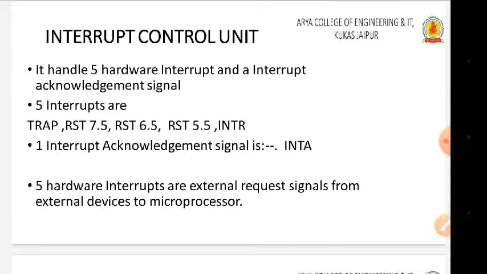This acknowledgement signal is only for the INTR interrupt. Only INTR has an acknowledgement facility, and the other interrupts TRAP, 7.5, 6.5 and 5.5 have no acknowledgement signal. The meaning of the acknowledgement: when the microprocessor receives INTR, it responds through INTA that I have received the INTR request. The 5 hardware interrupts are external request signals from an external device to the microprocessor.